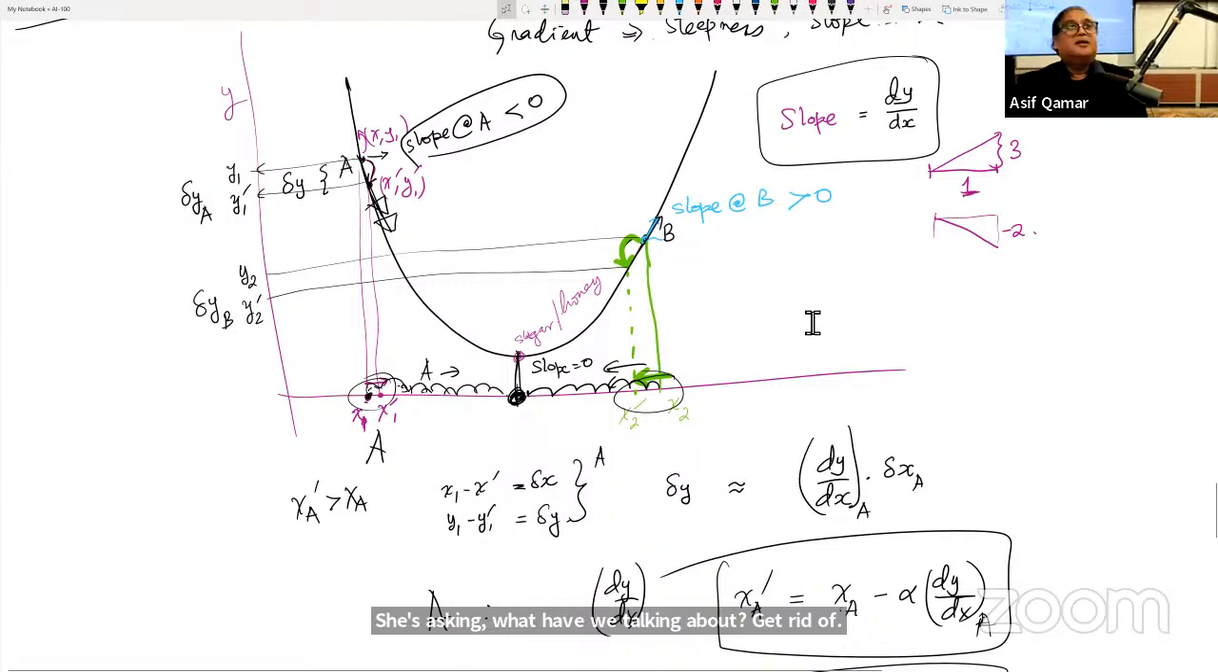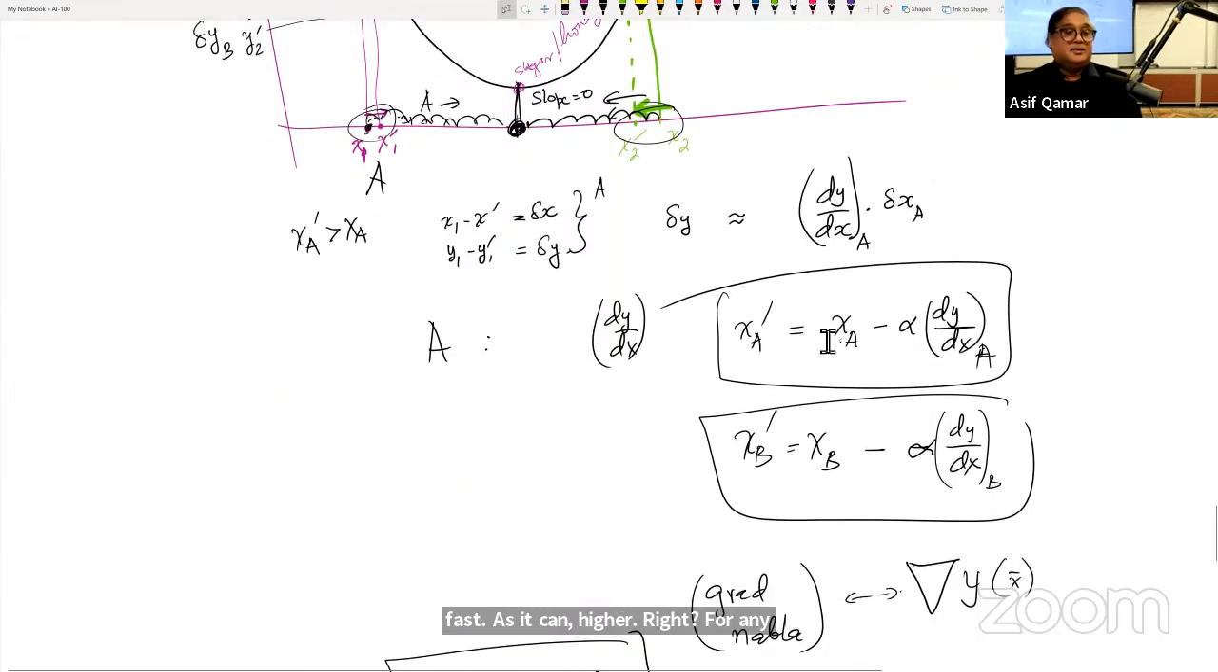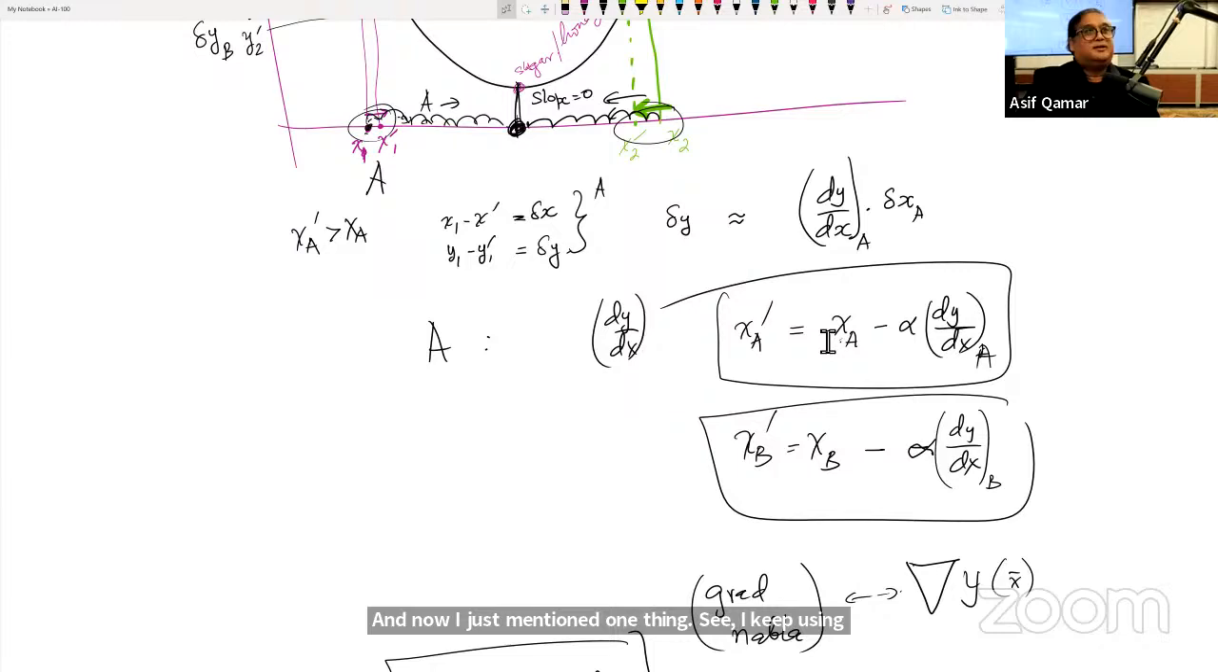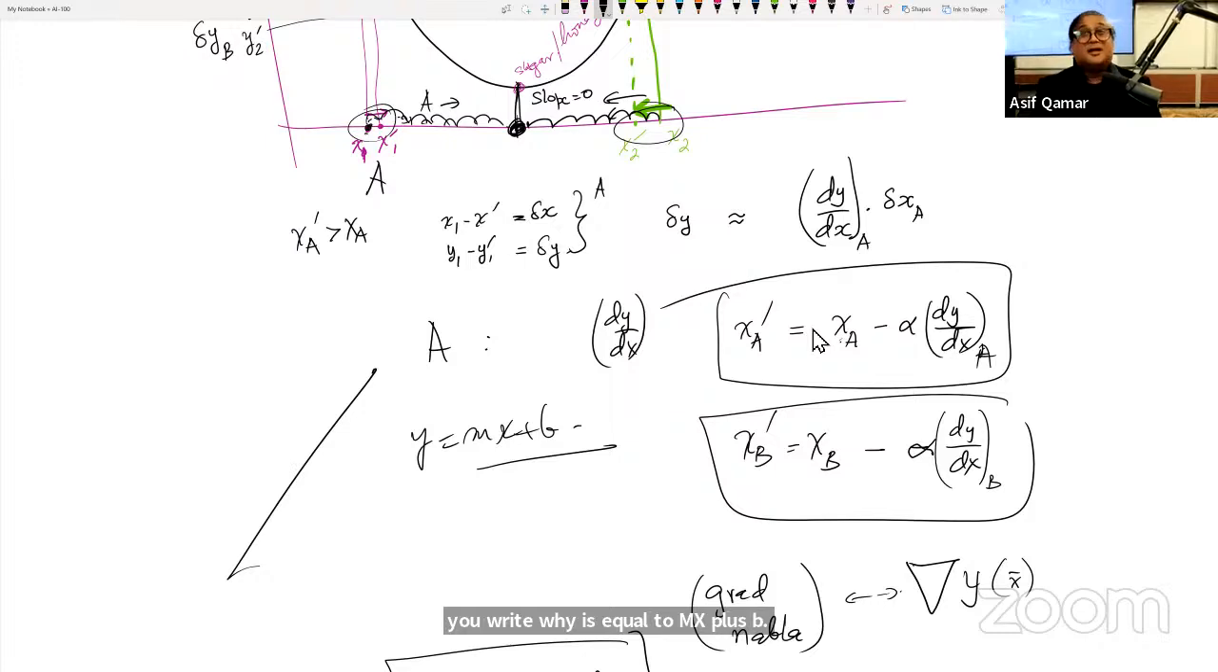So the takeaways are: you want to come to the honeypot at the bottom of the valley, so go against the gradient, because the gradient takes you as high, as fast as it can, for any function. And now I'll just mention one thing. I keep using the word functions, but I keep drawing curves, isn't it? So there is a relationship, guys. Geometrically, algebraically, what is a function? Geometrically it is a curve in 2 dimensions. When you write y is equal to mx plus b, what is it? Equation of a straight line. Geometrically, it's this. There is a curve in space that it corresponds to.